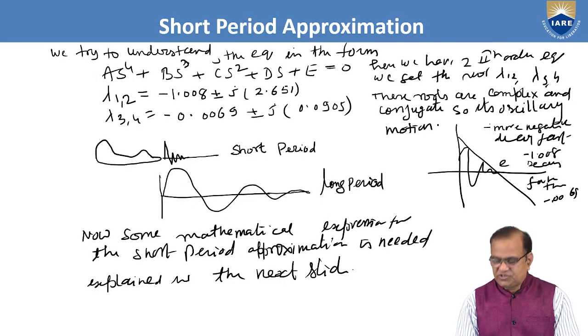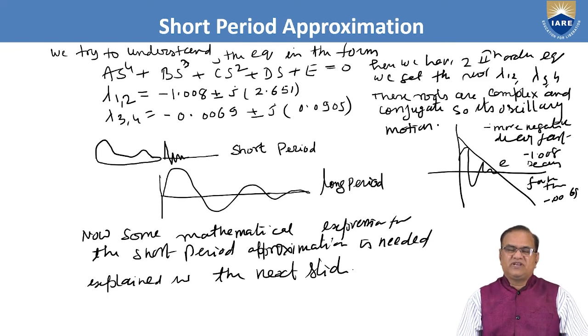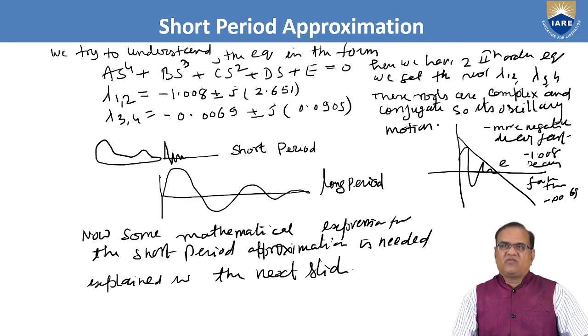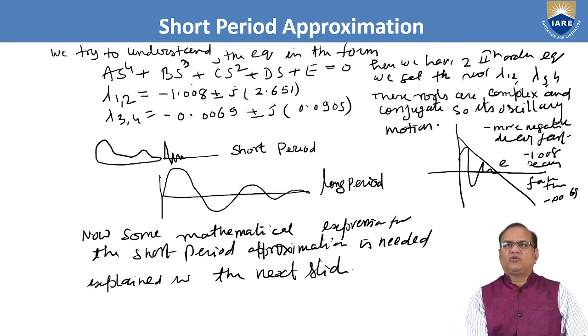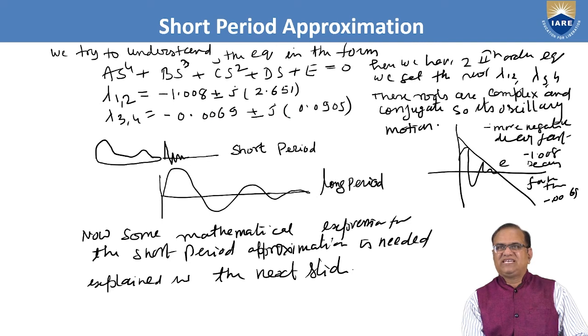Now, the short period approximation, we have to see. We try to understand the equation in the form A s to the power 4 plus B s cube plus C s square plus D s plus E is equal to 0. So we got lambda 1,2 is equal to minus 1.008 plus or minus j 2.651, and the other roots, lambda 3,4, we got minus 0.0069 plus or minus j 0.0905. So in this we have second order equations. We get the roots lambda 1,2 and lambda 3,4.